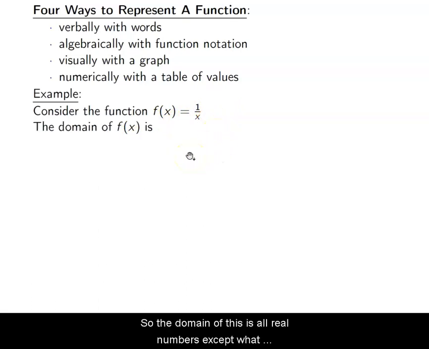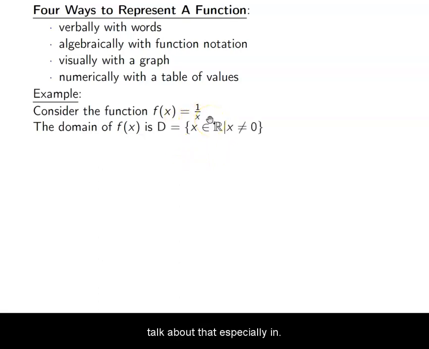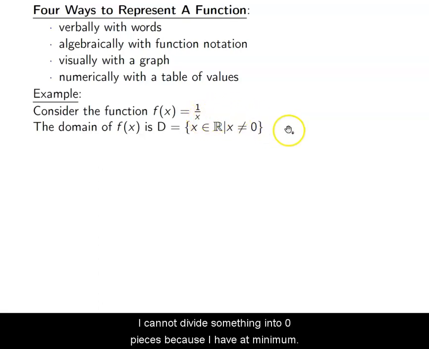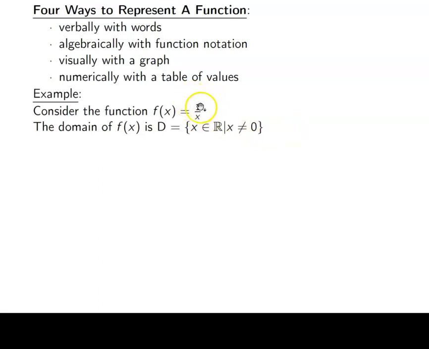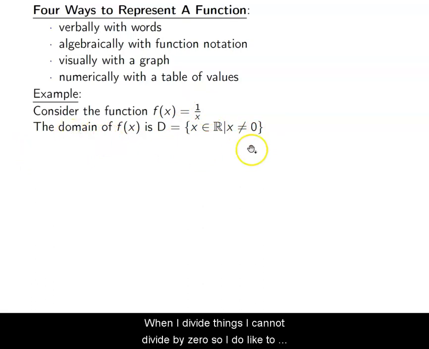So the domain of this is all real numbers except what makes the denominator 0, right? We always talk about that, especially in pre-calculus and algebra, right? We're not allowed to have 0 on the bottom. I cannot divide something into 0 pieces because I have at minimum one of those, right? That's the minimum number of things I can have, is one of those things. So when I divide things in pieces, I cannot divide by 0.